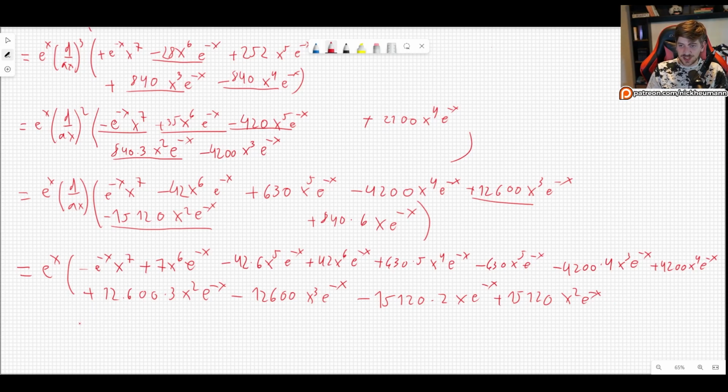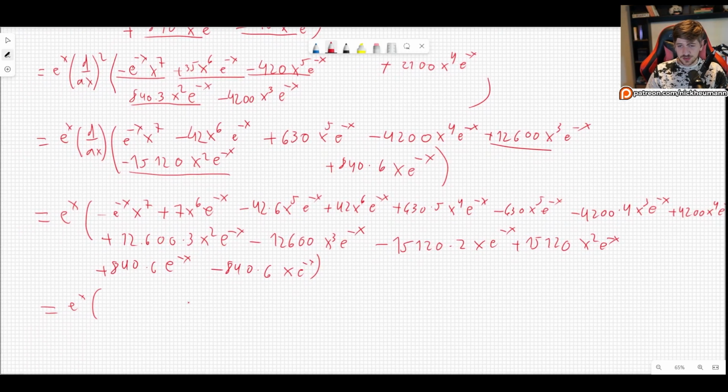And then let's do the last one here. So plus 840 times 6 e to the minus x, minus 840 times 6 x e to the minus x. Now we can put again all our terms together before we multiply through by e to the x. So minus e to the minus x, x to the seventh, then x to the sixth.